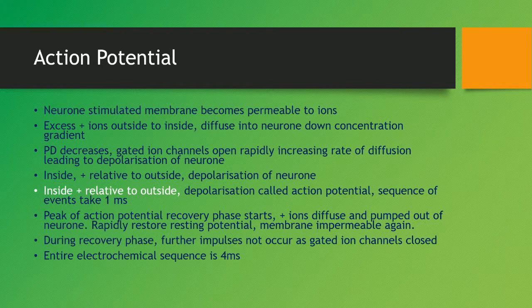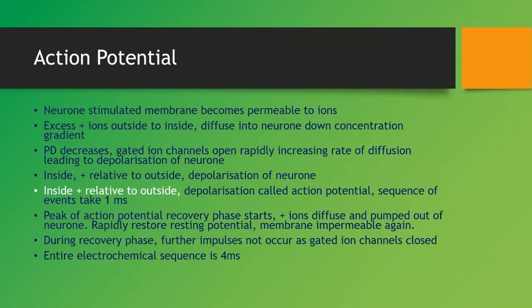So an action potential then. How does an action potential actually occur? Well, when the neuron is stimulated, the membrane will become permeable to ions. Basically, whenever it becomes stimulated from your dendrite and your cell body, it will become permeable to ions. There is an excess of positive ions on the outside, so these will diffuse from the outside into the inside down a concentration gradient. The potential difference will decrease as gated ion channels open, rapidly increasing the rate of diffusion, and this will lead to depolarization of the neuron, meaning that the inside is more positive relative to the outside. Both are still positive, but the inside is more positive, and this is the depolarization of the neuron.